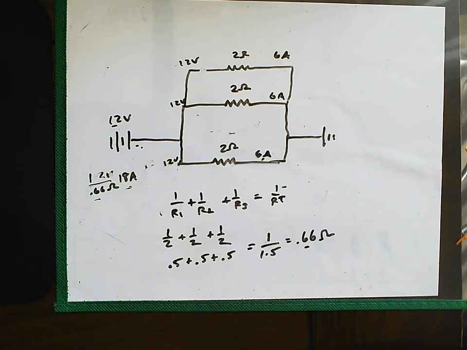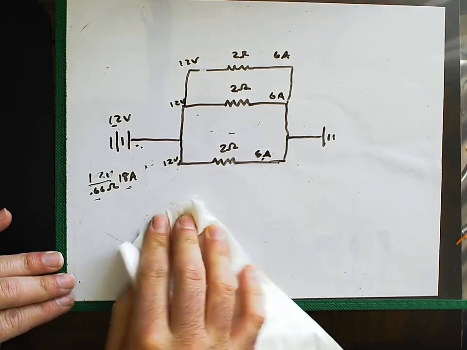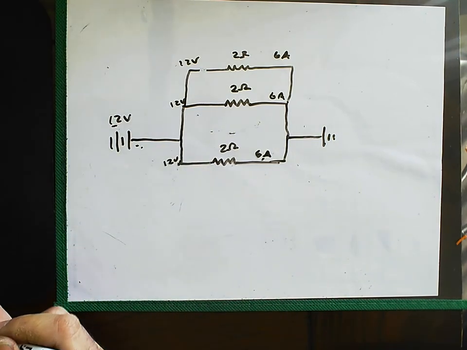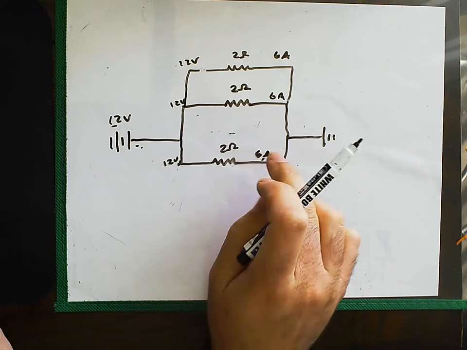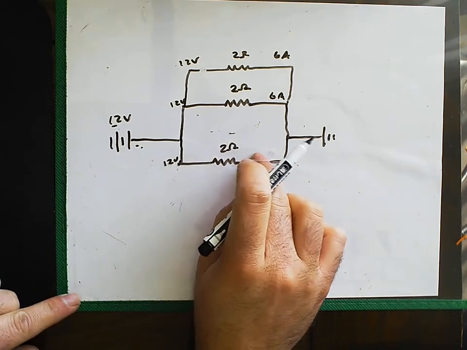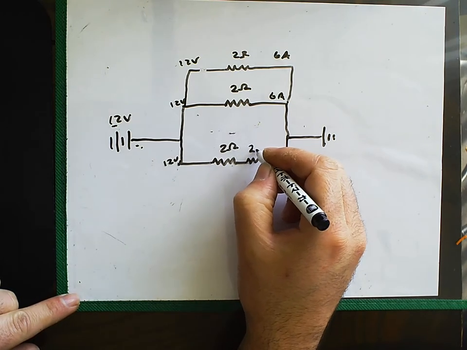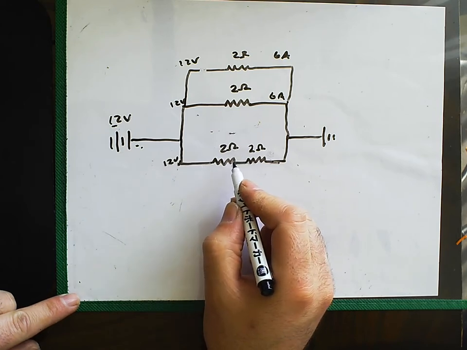Okay. If I add resistance to an existing branch, what happens? So I'm going to add resistance to this branch right here. I'm going to get rid of this guy here, and I'm going to make this 2 resistors, 2 ohms each. So I added resistance. What happens to my amperage? Well, if I add resistance on this branch, it's going to go down.